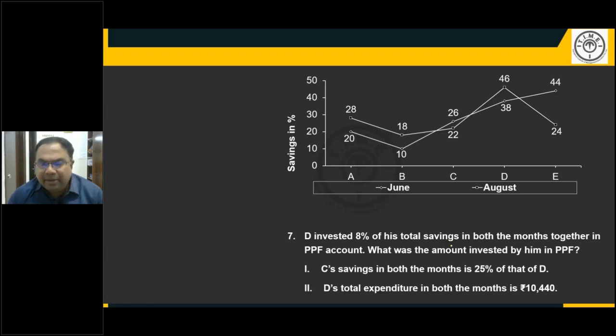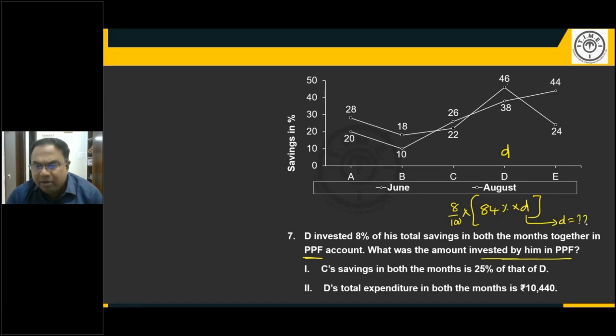Sharma, D invested 8% of his total savings in both the months together in PPF account. So what are his savings? D's income, if I take D ma, so savings are 38%, 46%, 84% of his savings. Out of this, 8% he has invested in PPF account. What was the amount invested by D in PPF? If I want to find out the amount invested in PPF, obviously I should know the D value. What is D ma? Income of D. I should know. Then I can answer. C's savings in both the months is 25% of D's savings. Here you cannot answer now.